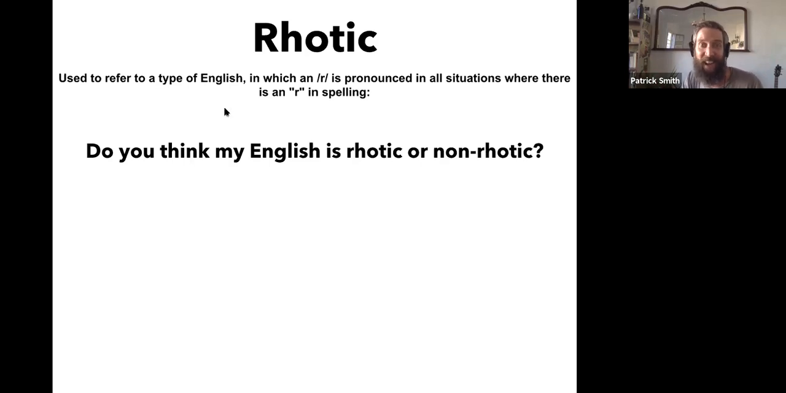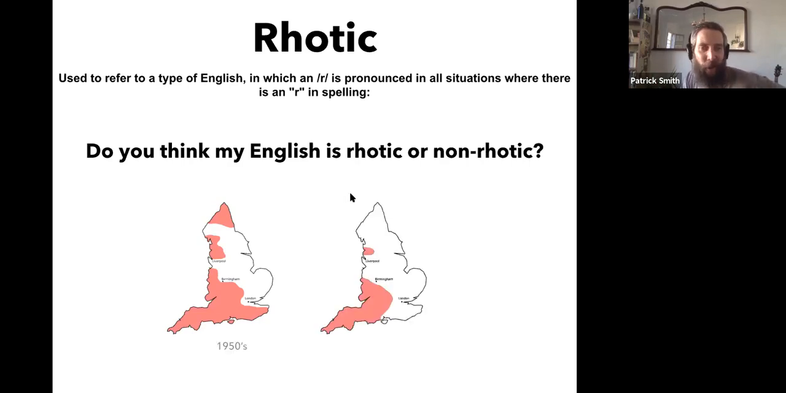So I pronounce R's at the beginning of words in certain other cases, but I often don't. Now, you'll see here, I've got a map of England. Excuse me, my Scottish and Welsh and Northern Irish friends, we've cut off Scotland and Wales. This is just a map of England. And you'll see the areas in red are the areas where people have rhotic accents. So this is where they pronounce the R.